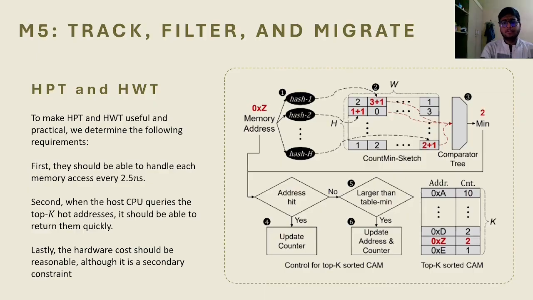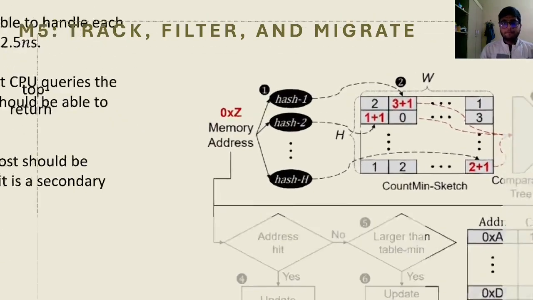Now coming to the architecture side. Both these trackers have essentially the same architecture. They have two key components: an SRAM-based CM sketch unit and a top K sorted content addressable memory (CAM) unit. This CAM unit stores the top K sorted addresses. Now let's move on to the working.